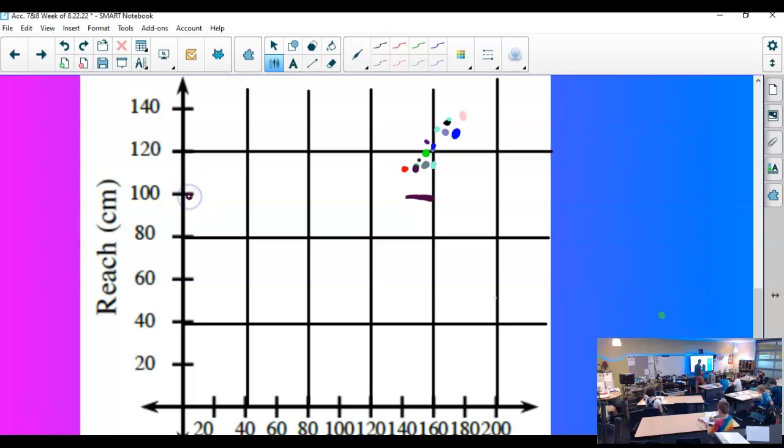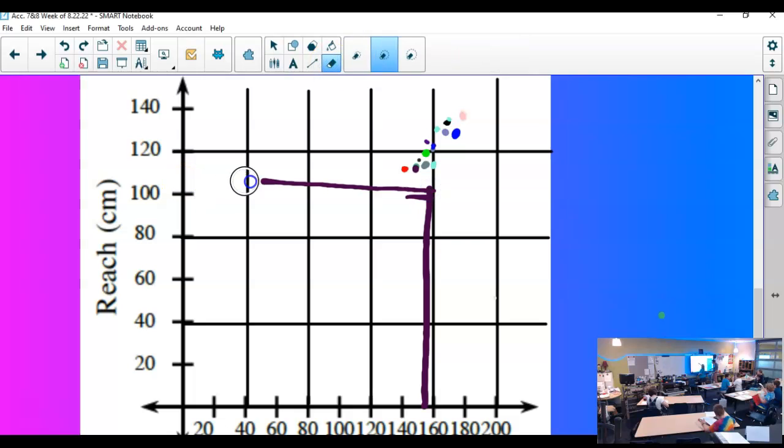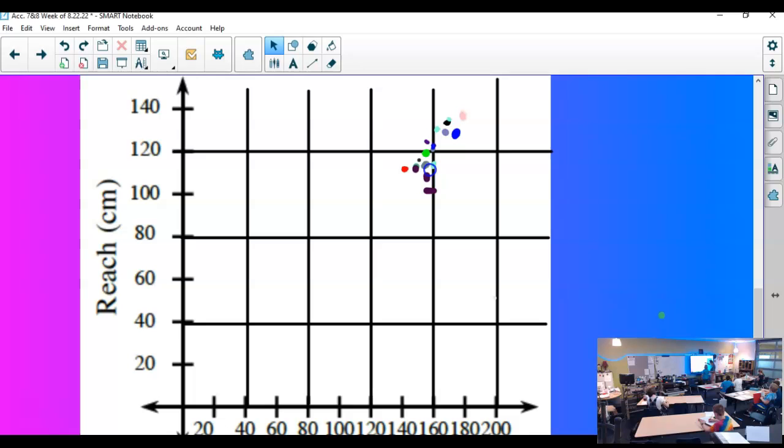I'm just double checking this. What is your point that you're trying to make? What is your data? It's like 150 something. What's your reach? Yeah, so actually, you're still kind of too close to 100. Did you say your reach was 113? So you would actually be here. We can move that point. You would actually be up there.